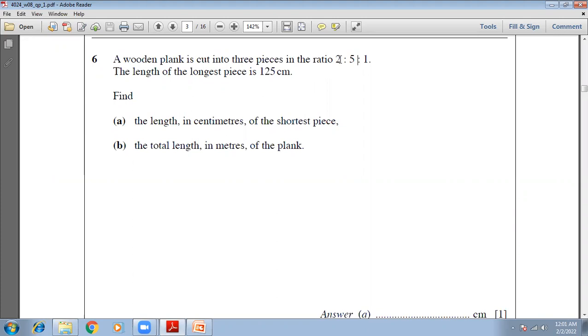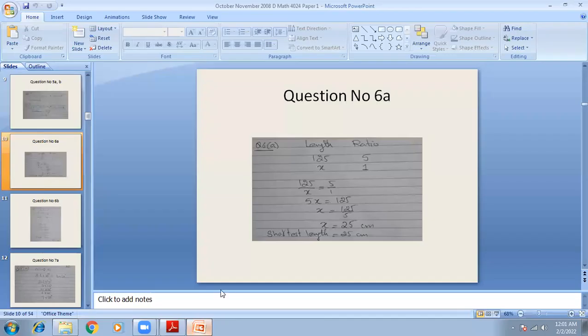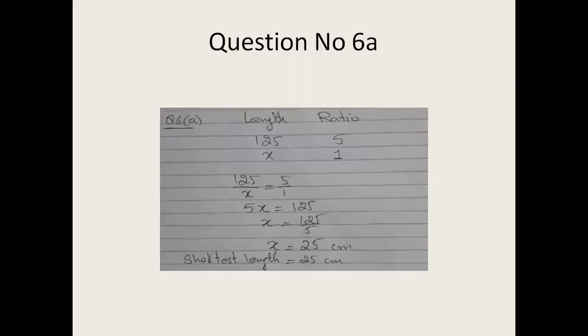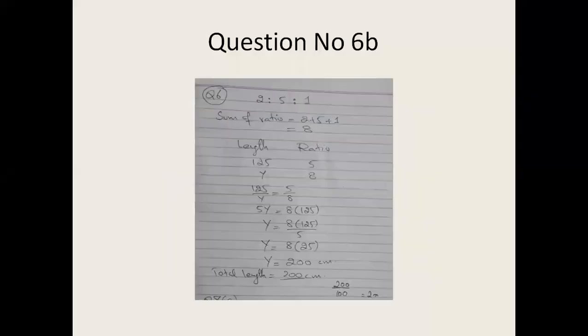So the total ratio is 2 plus 5 plus 1, and that will be 8. So the sum of ratios is 8. Okay, so let me show you. So 2 ratio 5 ratio 1. So the sum of the ratios is 2 plus 5 plus 1. That's 8. And the length and the ratio, 125 centimeter length in ratio, it is 5. And the total ratio will be 8.